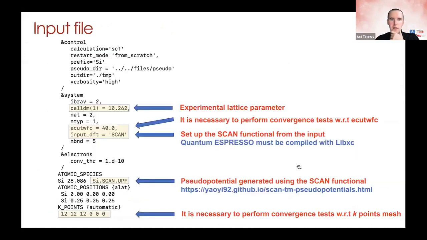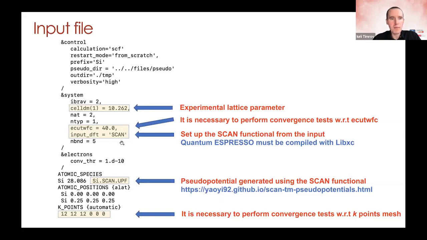Okay, now let us try to use SCAN in Quantum ESPRESSO. To do that, we will take as an example the band gap of silicon, which was also considered by Nicola with hybrid functionals. So this is the input file that you already saw, maybe a little bit different with respect to previous exercises. Here I would like to highlight that we use the experimental lattice parameter, but we can use a theoretical one as well. Again, in the next slides, I will discuss the cutoff energy, ecutwfc. In this case, we fix it to 40 Rydberg, but we need to perform convergence tests to determine the optimal value for the cutoff parameter.